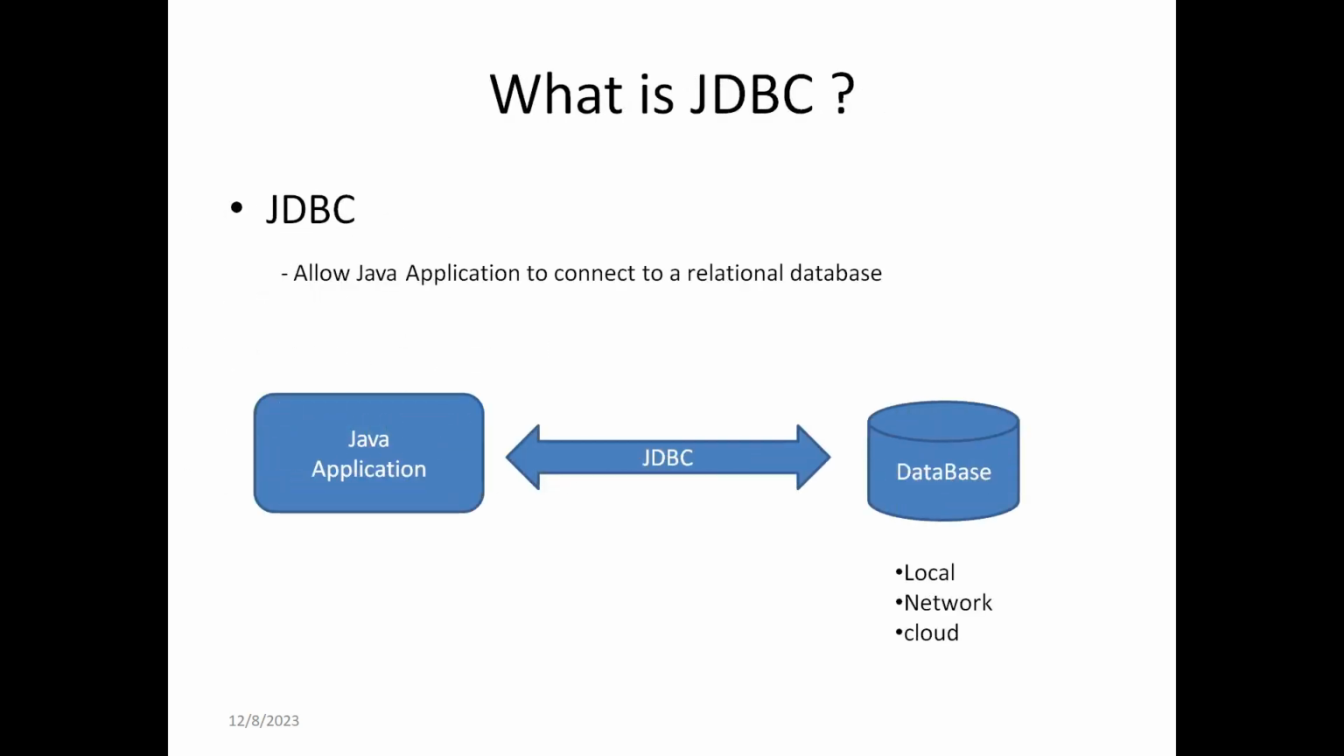JDBC allows a Java application to connect to a relational database. Here we can see our Java application, and here will be the database. That database can be any database like MySQL, Postgres, or Oracle, that we have to connect to our Java application. How do we connect? We connect our Java application to the database through JDBC. JDBC stands for Java Database Connectivity. The database can be local, network, or cloud. With any type of data, we can connect through JDBC.